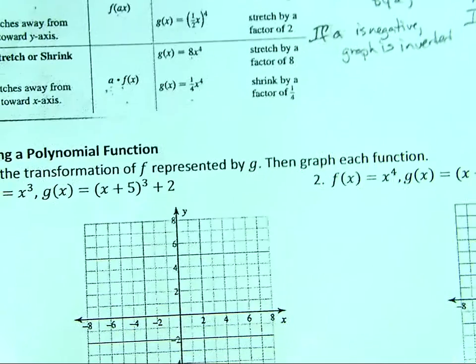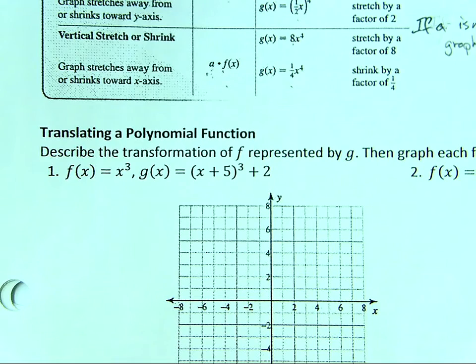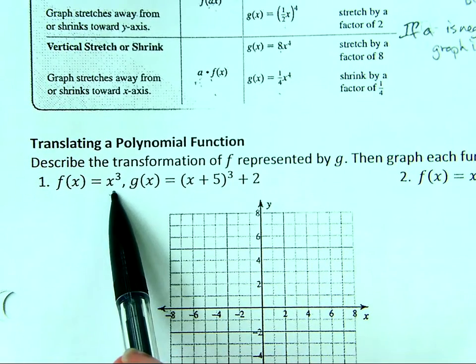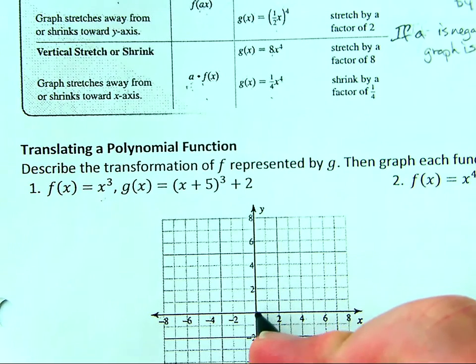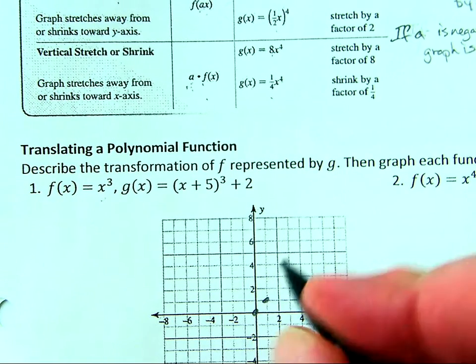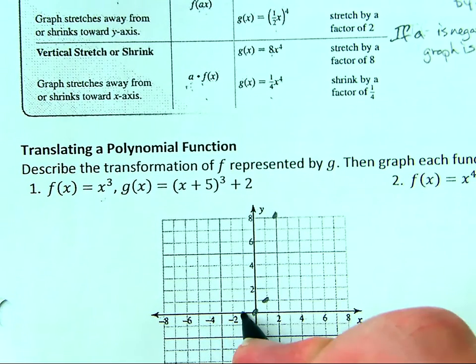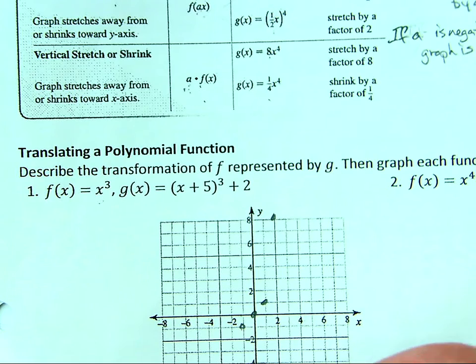So what we're going to be doing is just shifting these depending on what they tell us. Notice this one says the basic graph is f of x equals x cubed. Well, let's graph that on here. F of x equals x cubed. Let's say I plug in some numbers: 0, 0. If I plug in 1, I get 1. If I plug in 2, I get 8. If I plug in -1, I get -1, and -2 gives -8. So that graph normally looks like this.